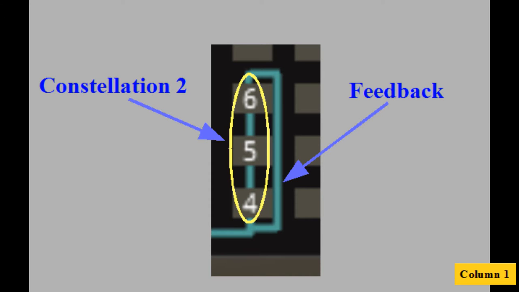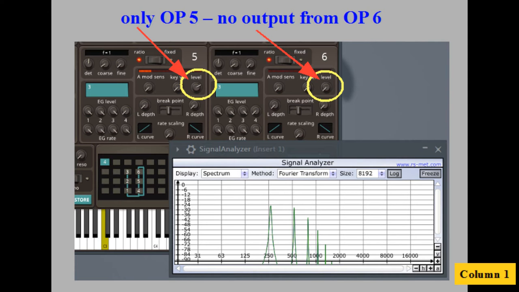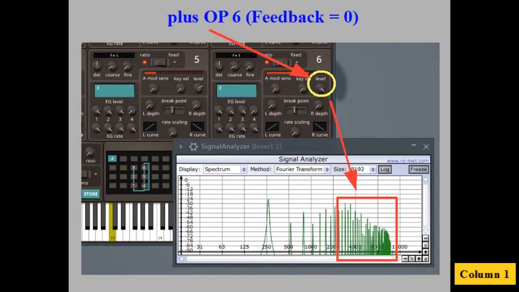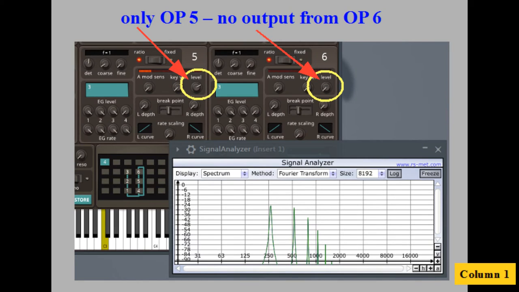What are we investigating at all? Well, we have a combination of two basic constellations: feedback plus constellation 2, more operators in series. Modulator 6 is a modulator of second order, because it modulates an operator which is a modulator itself. High-order modulators tend to produce partials at the higher end of the spectrum. Its influence on the noise aspect of the sound is higher than that of operator 5.